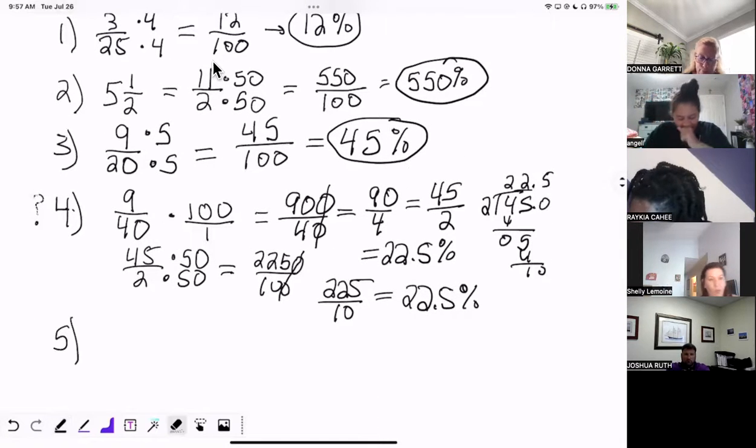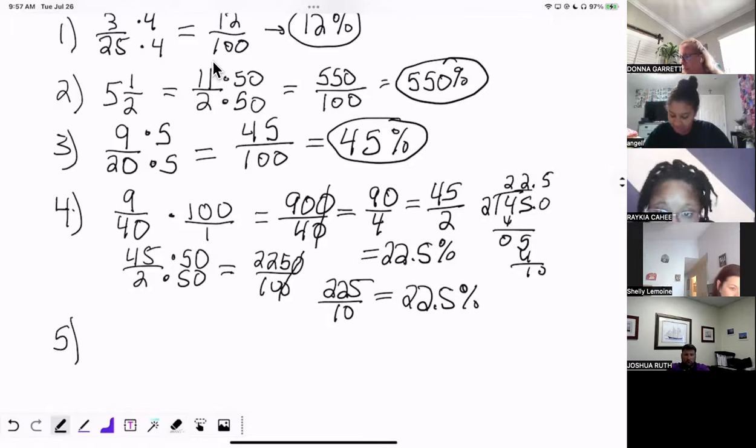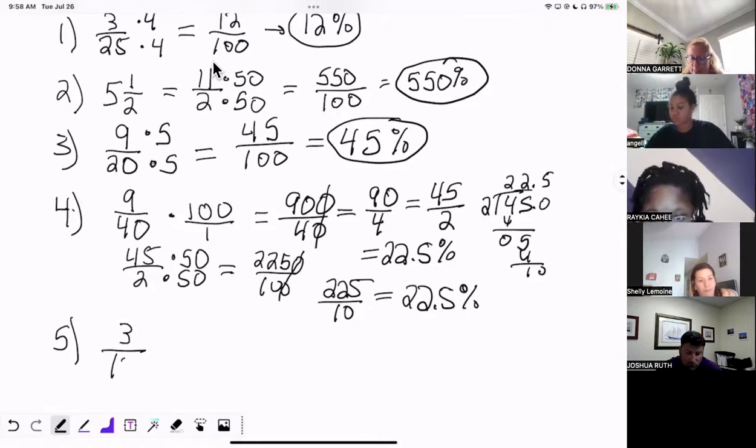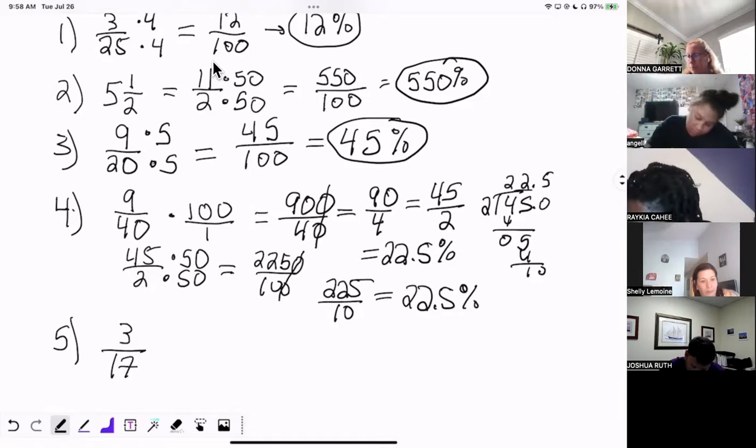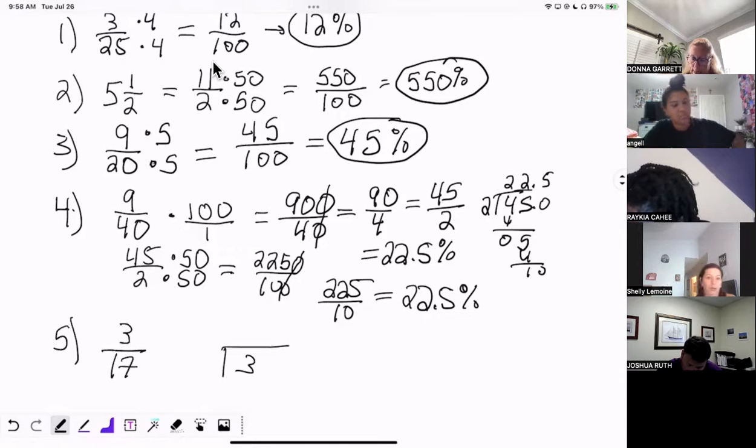Okay. Let's go to something else. All right. How about 3 over 17? Now, what I should have done for the last one is not multiplied by 100 over 1. What I should have done is just divide it. So if you can't get the denominator to be 100, just divide it. And that will give you a percent, but it's going to give you a percent in decimal form.